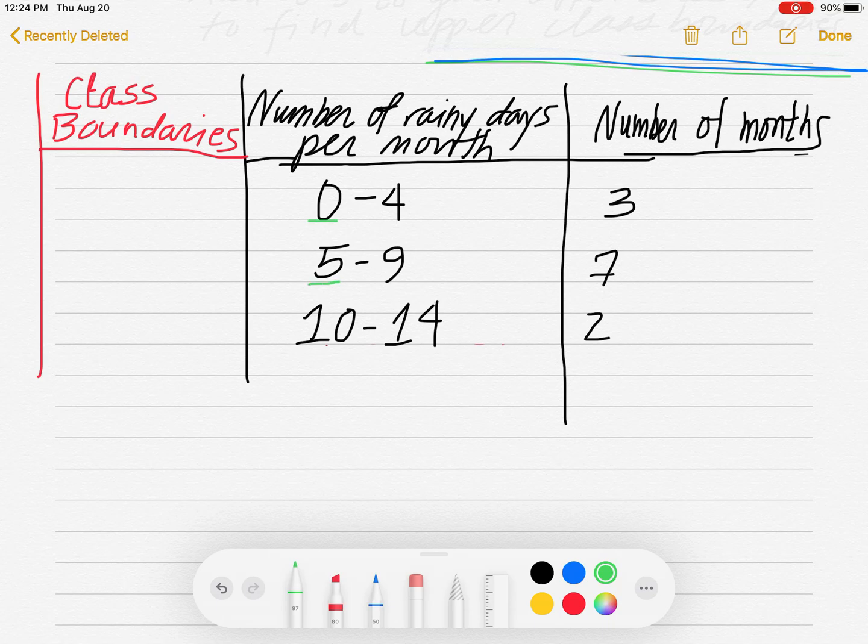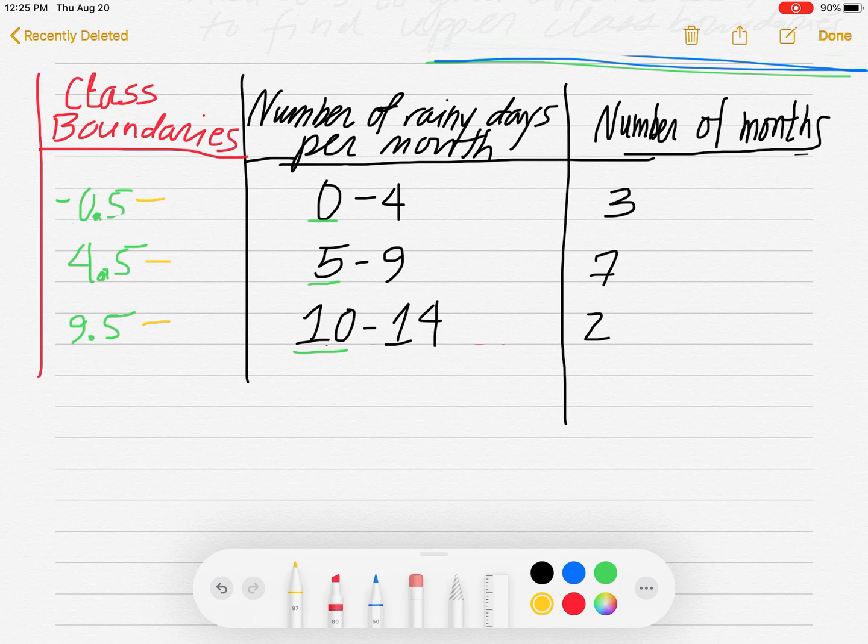So I'm going to focus on my lower limits first. I'm going to subtract 0.5 from each one. So 0 minus 0.5 gives you negative 0.5, your first lower class boundary. And for the next one, 5 minus 0.5 is 4.5. Let's line it up a little bit better. 4.5, there we go. And the very last one, 10 minus 0.5 is 9.5. Okay, we're going to put a little dash.